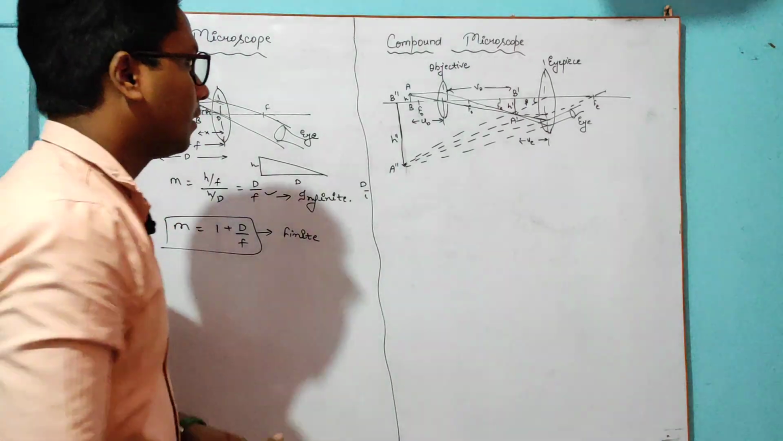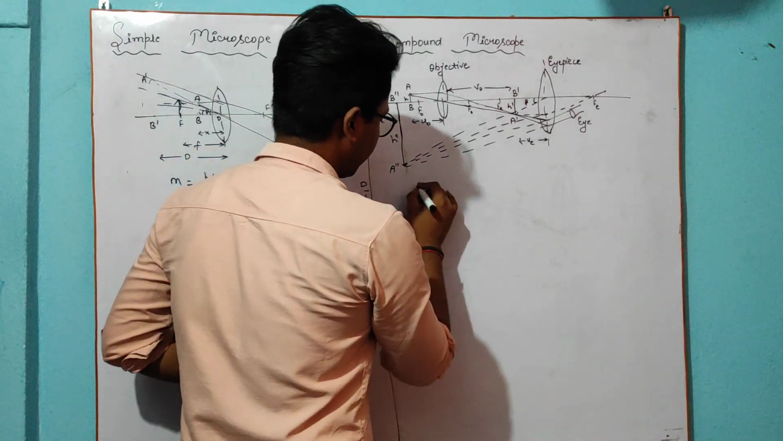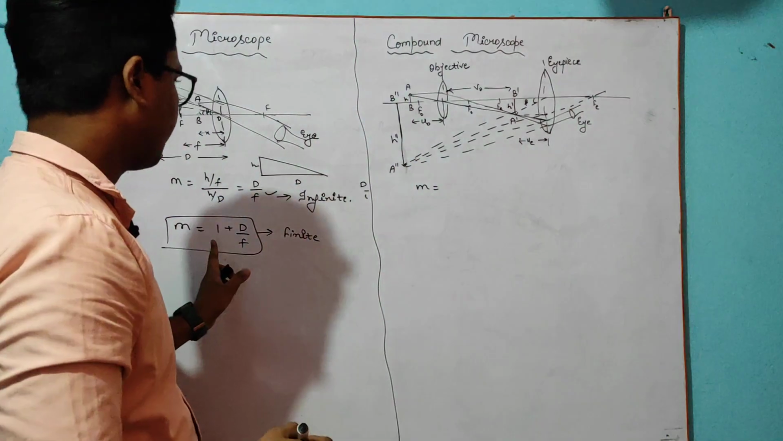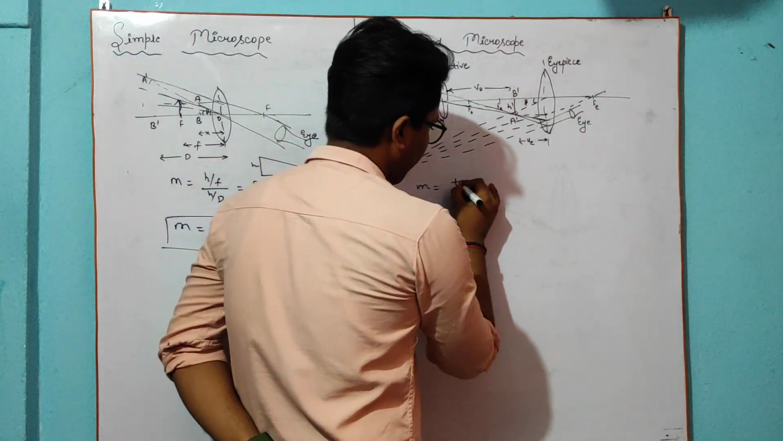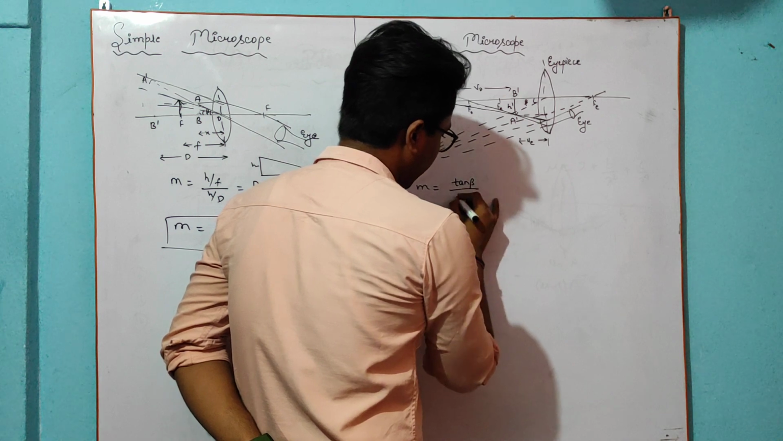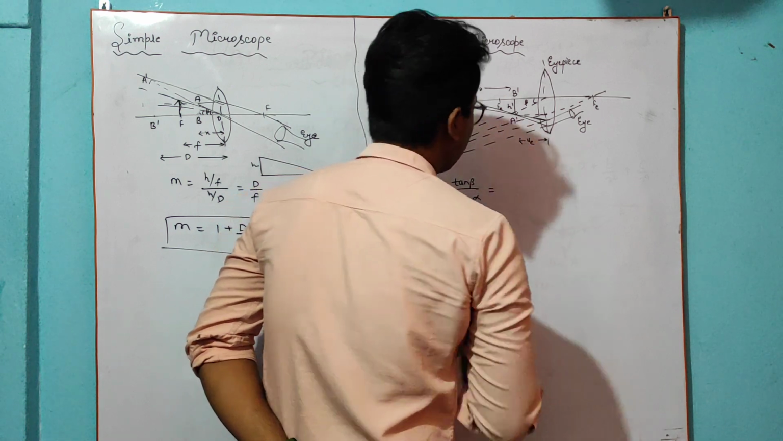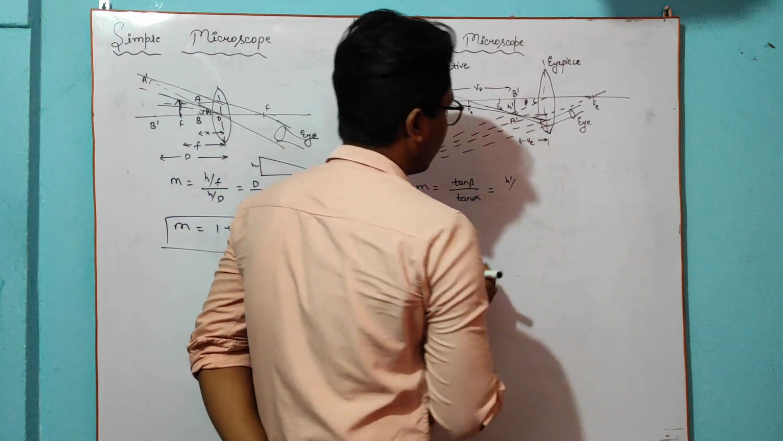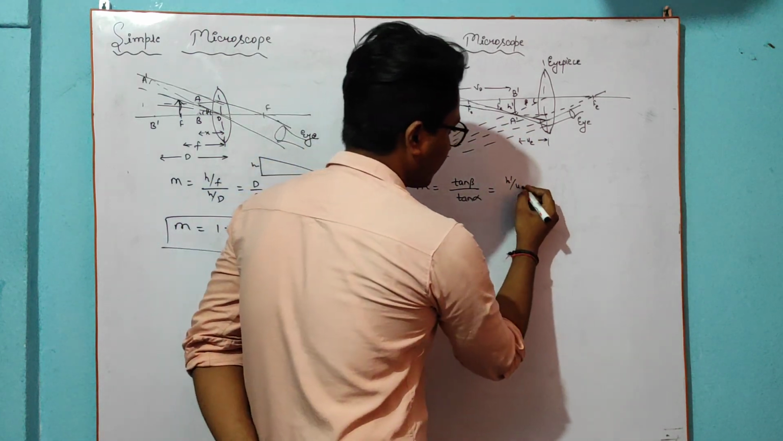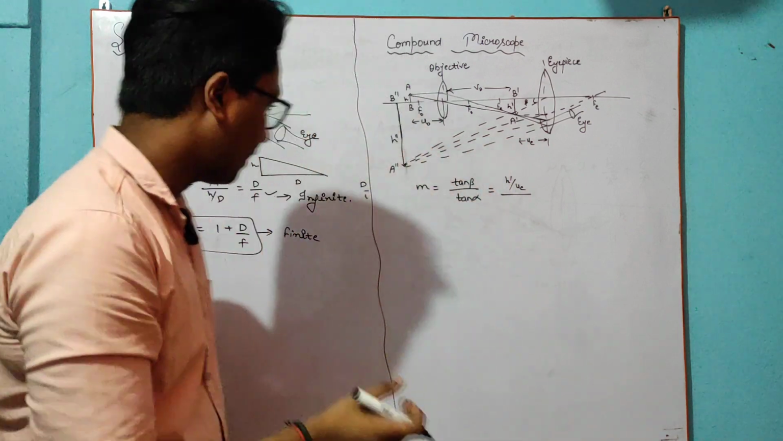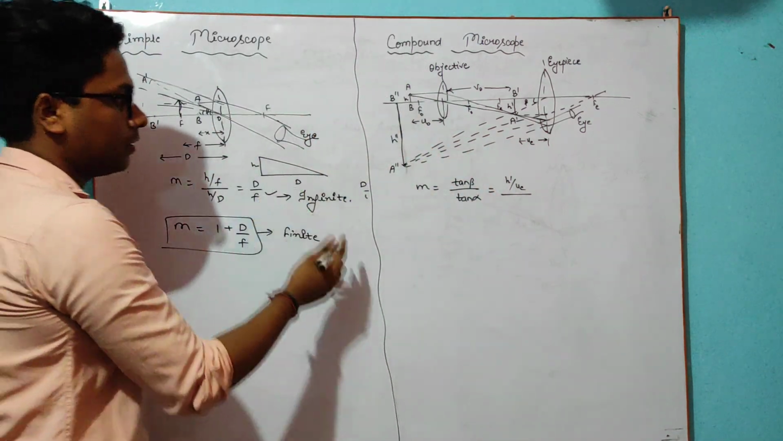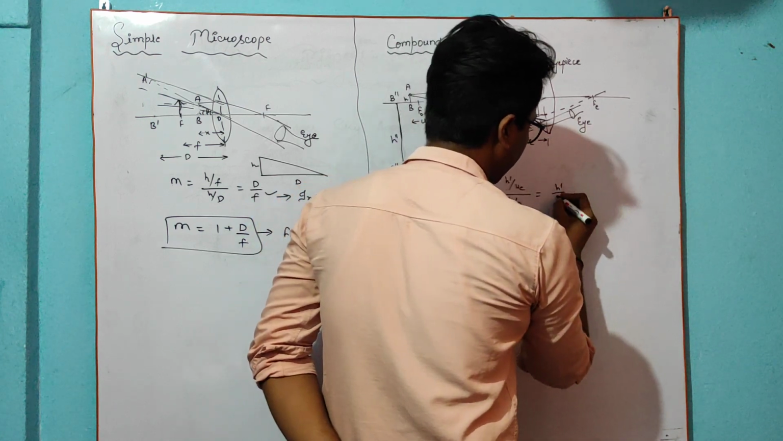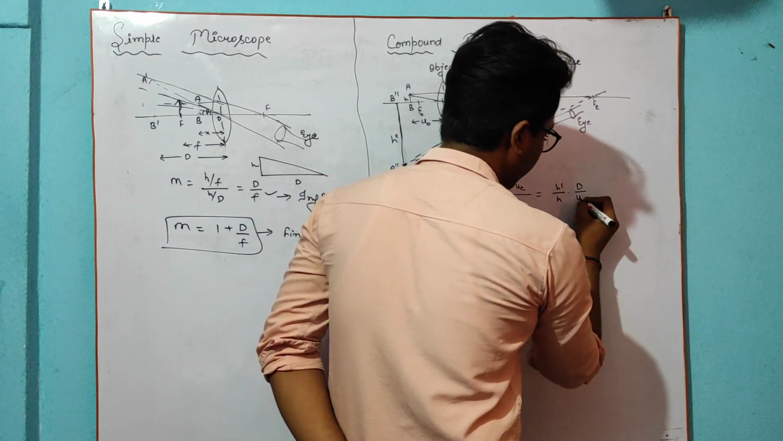Okay, so here the magnifying power M is what? Tan beta upon tan alpha. Same concept here, tan beta upon tan alpha. Okay, what is tan beta? h dash upon ue. And what is tan alpha? Tan alpha is this same thing, h upon d. So M is equal to h dash upon h into d upon ue.